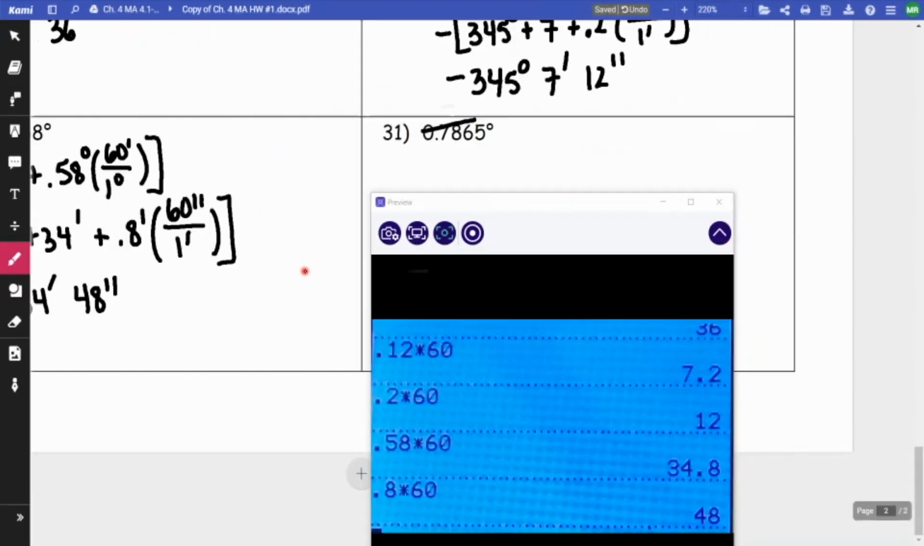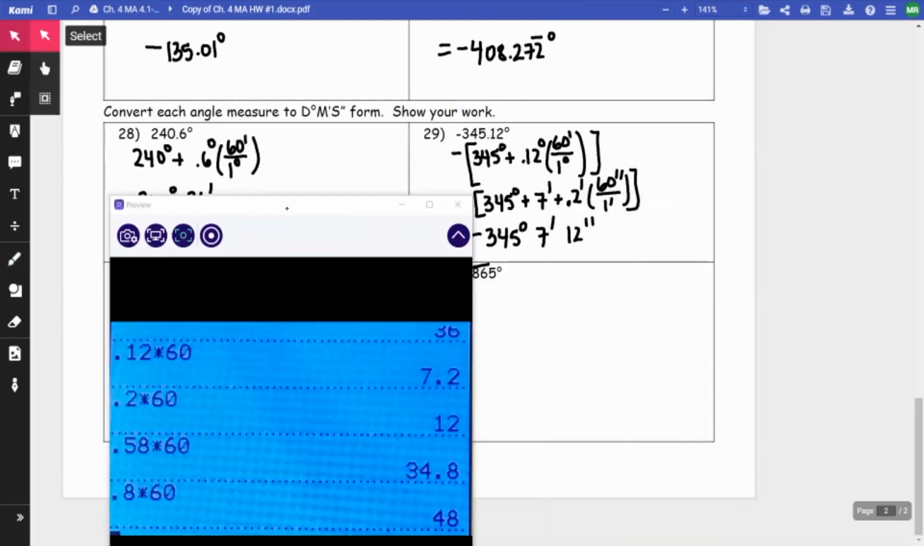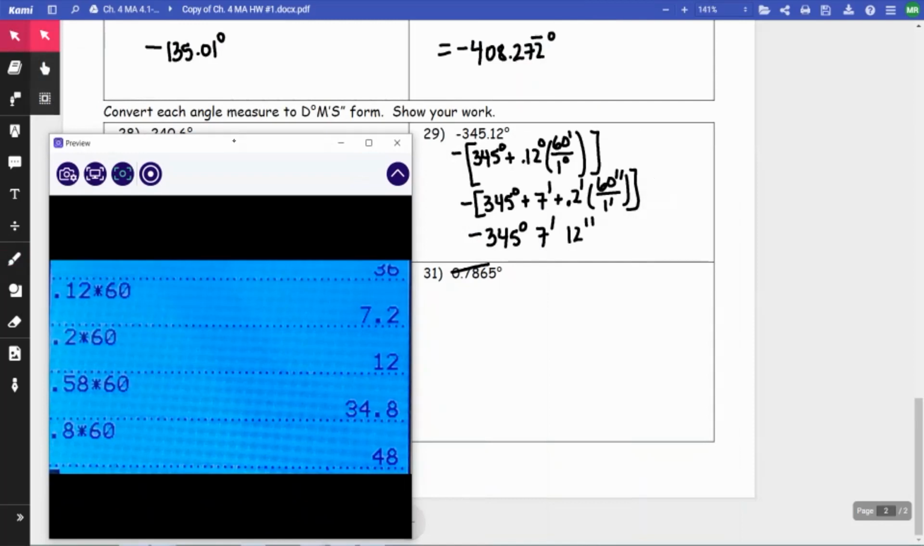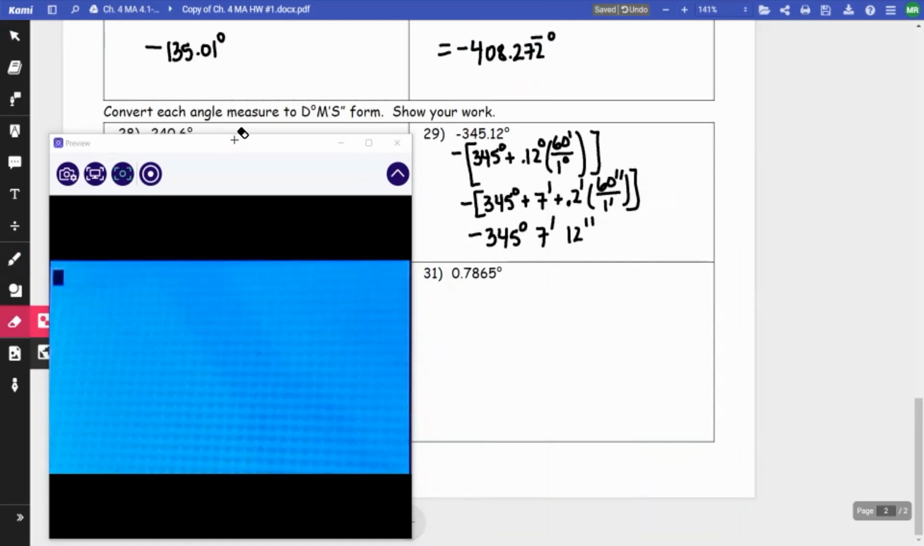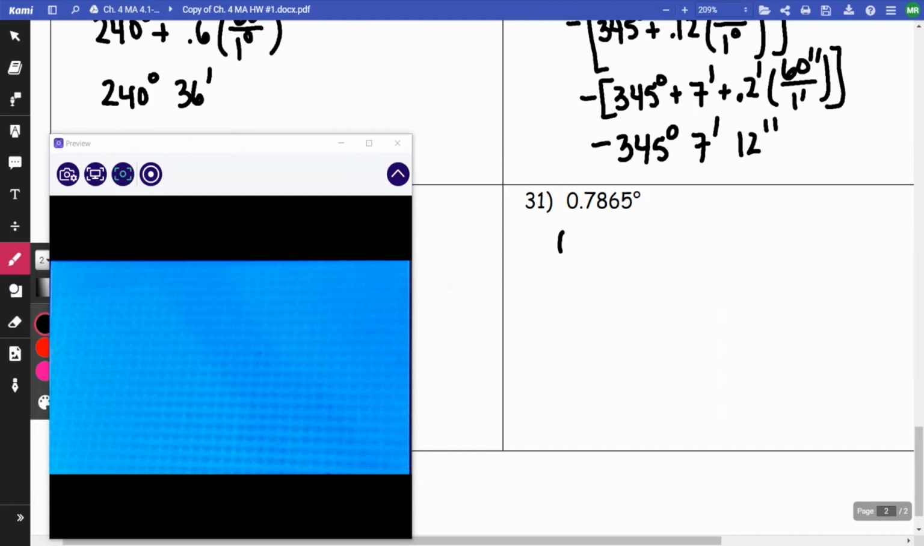Okay, last one. Okay. So on this one, I don't even have a whole degree. Okay, so I'm going to have 0 degrees. Plus, I have 0.7865 degrees because that's part of a degree. I'm going to change it first to minutes. Okay, so I know that 1 degree is the same as 60 minutes.